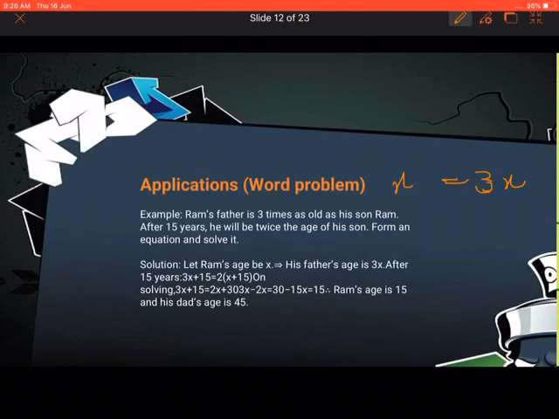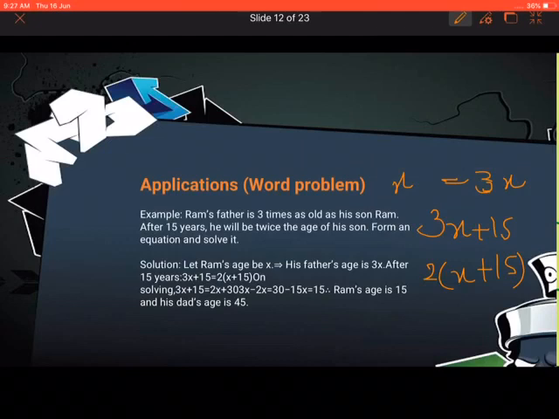Yeah, 3x. Now, after 15 years, he will be twice the age of his son. That is, after 15 years, his age will be 3x plus 15, and the son's age will be 2x plus 15. Alright. Now, 3x plus 15 is equal to 2x plus 30. That's it, right?